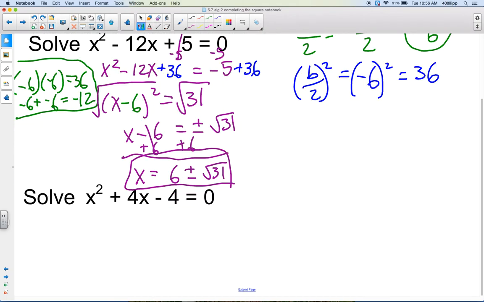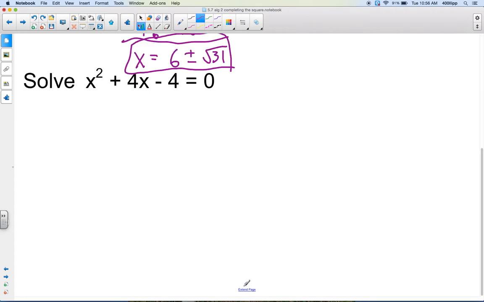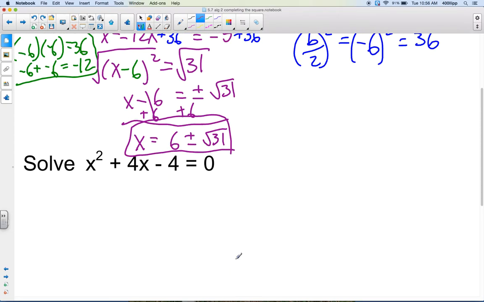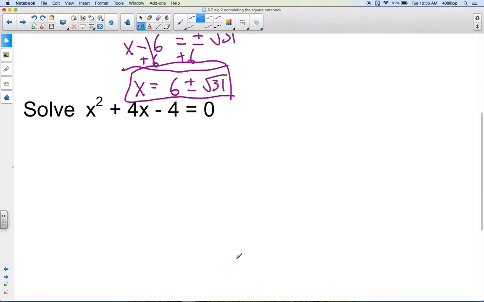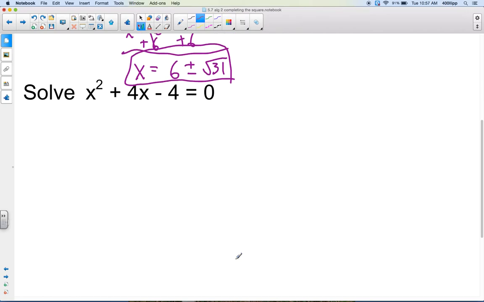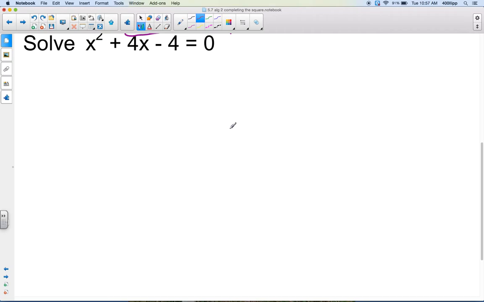So let's try another one. Let's take a look at this one here, and we're going to do the same process. The first thing is to always look at if it can be factored, right? Because if it can be factored, we don't even need to complete the square. So we're going to see if it can be factored by looking at the value of c. The value of c here is negative 4. So is there anything that multiplies to negative 4 and adds up to positive 4? Nope, there's not. So we're going to bring this negative 4 over. So I get x squared plus 4x is equal to 4.